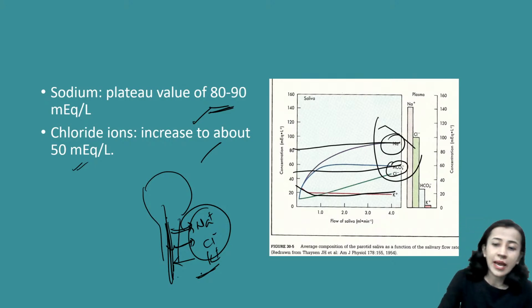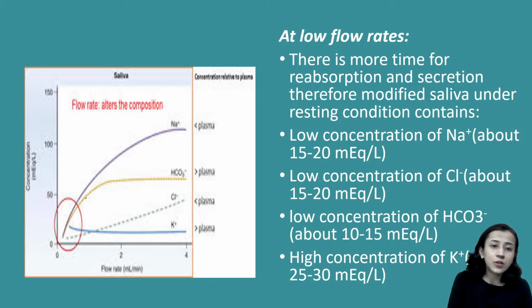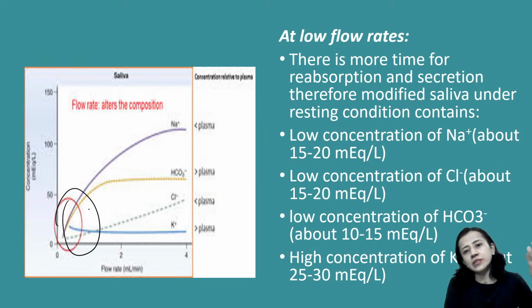Okay. And what happens at low flow rate? High flow rate we have discussed. Sodium chloride concentration increases. But what happens at low flow rate? Here you can see more time is provided. So large amounts of sodium ions, chloride ions are reabsorbed, and bicarbonate ions also. Why bicarbonate ions? Because low flow rate is always with sympathetic stimulation.